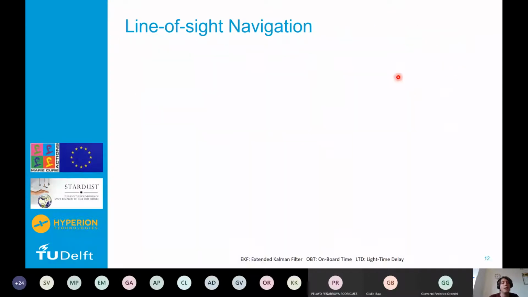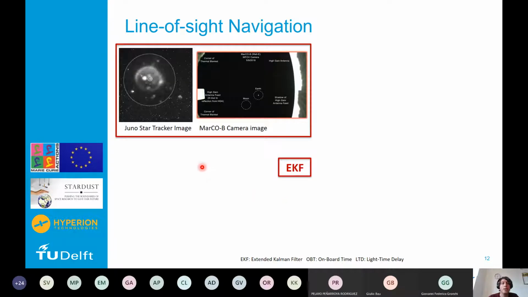To do that, I'm using a particular kind of optical autonomous navigation, which is the line of sight navigation, which is based on capturing images of the sky and looking for visible objects, which can be planets, moons, or even asteroids. And from their direction, retrieve information to estimate the state of the observer, which is the spacecraft indeed. To do that, I'm using an extended Kalman filter.